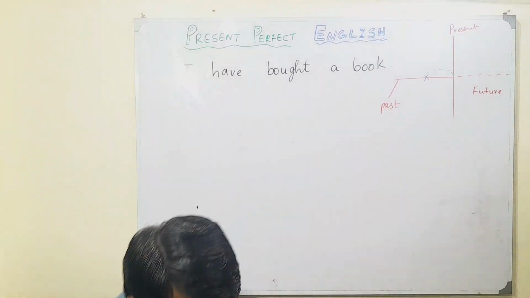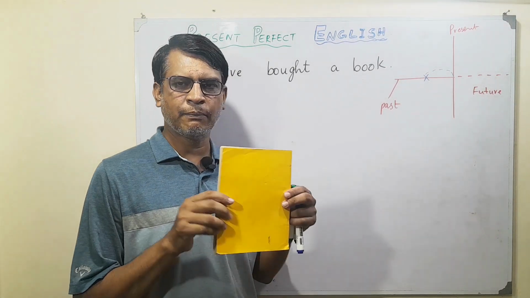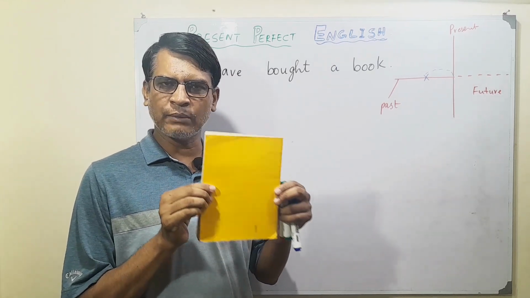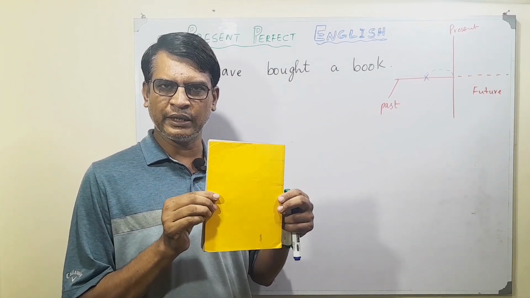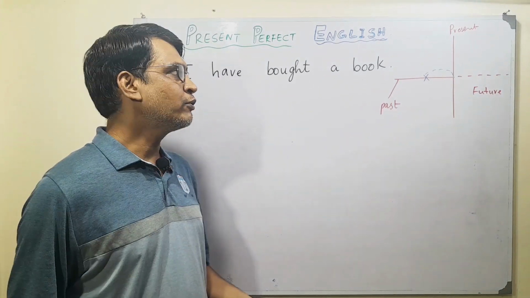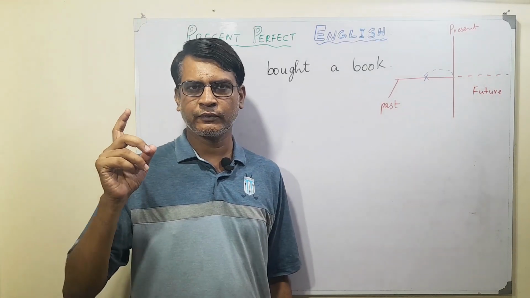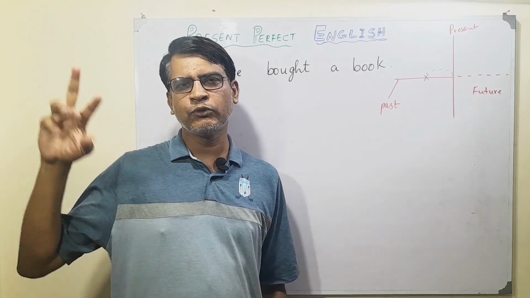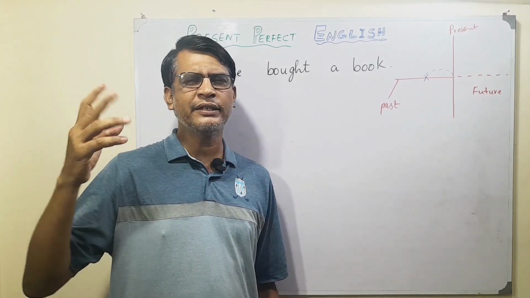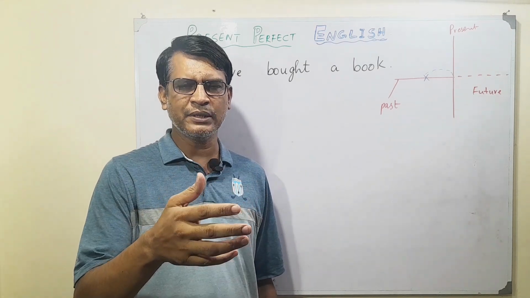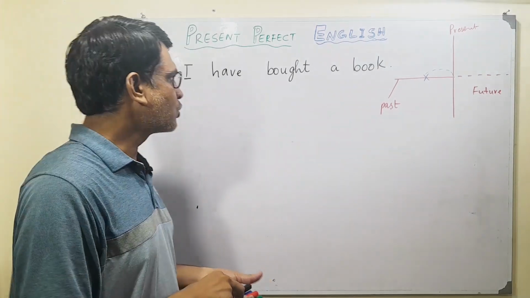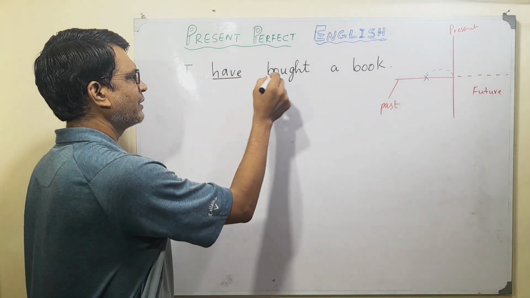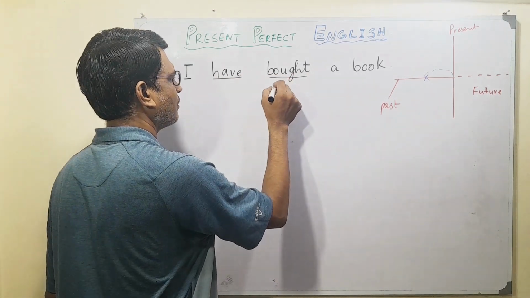When I say that I have bought a book, so there is a book in my hand. I have bought a book. Okay, it is there with me. If you say that I bought a book, for example, if you make a sentence in past, I bought a book, then it would be about past, and there may be some other thing that have happened after that. So present perfect is all about have plus third form of verb.